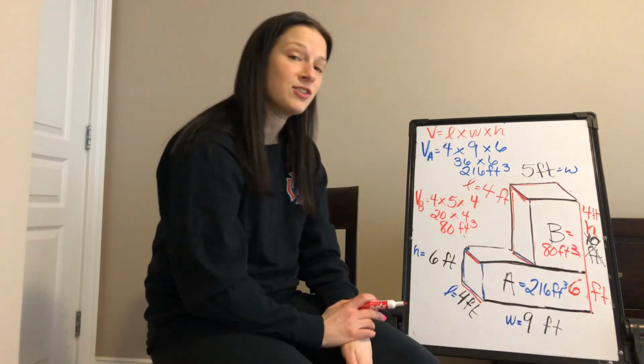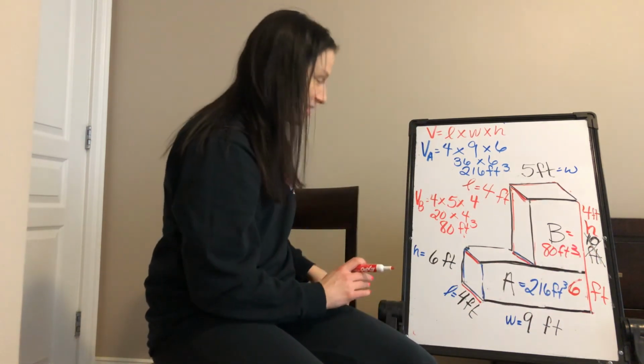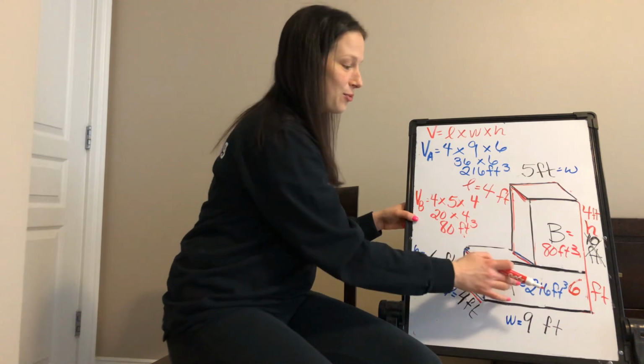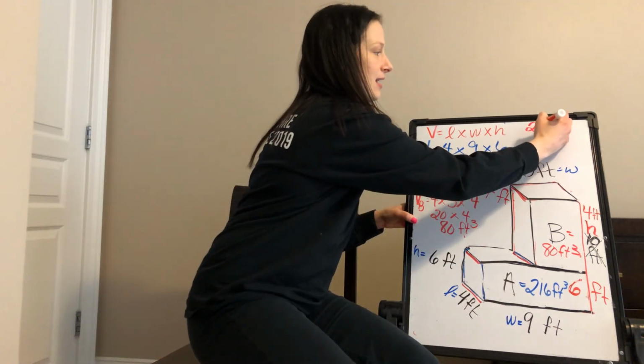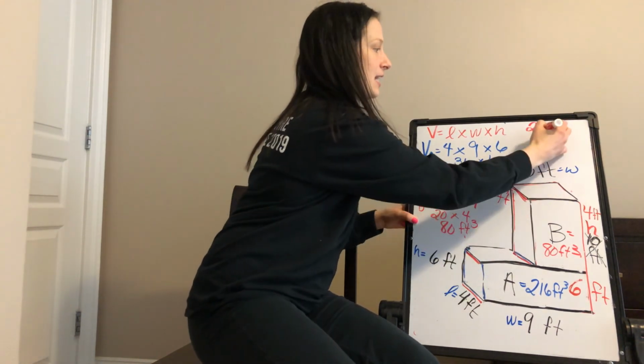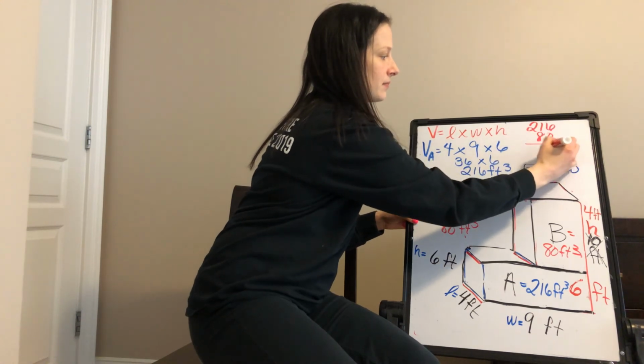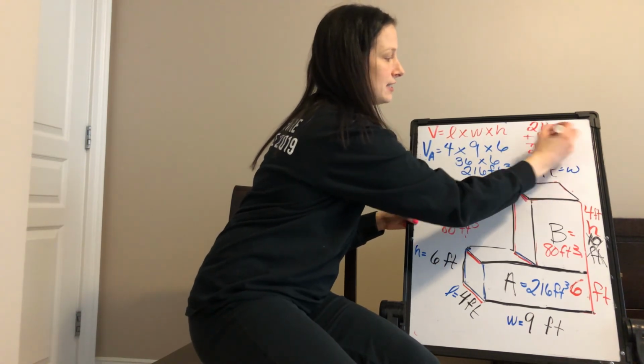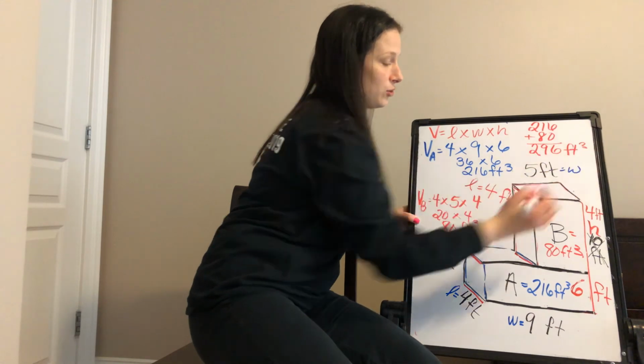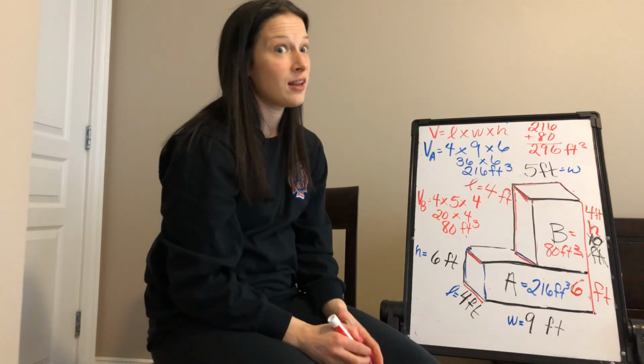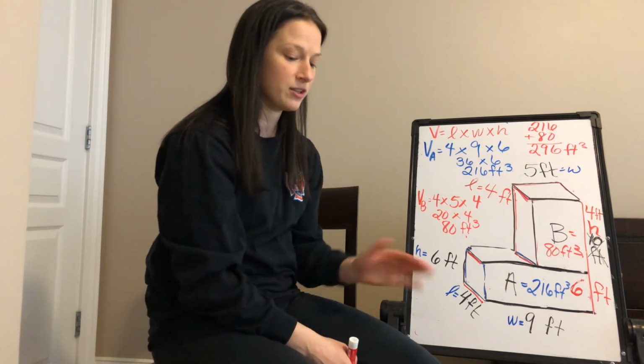And we're still not done after all of this work. We have to combine the volumes. So we have 216 plus 80, 296 feet cubed. So a lot of steps when you're finding the volume of an irregular prism.